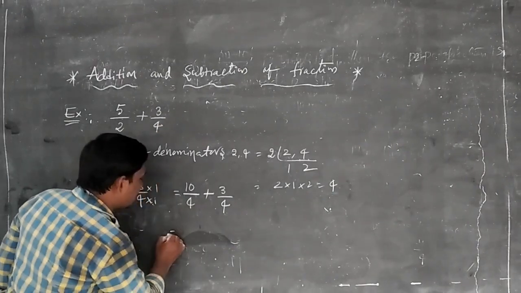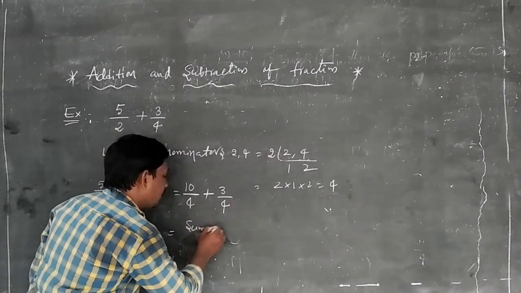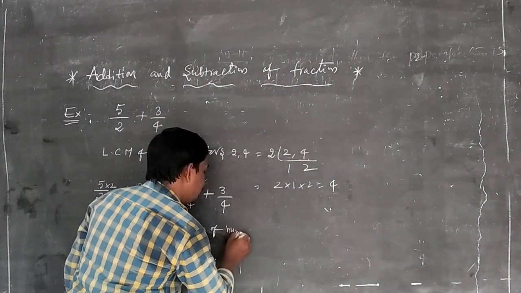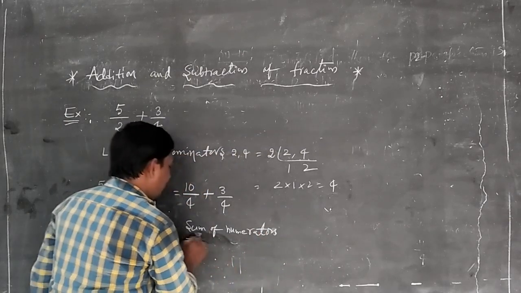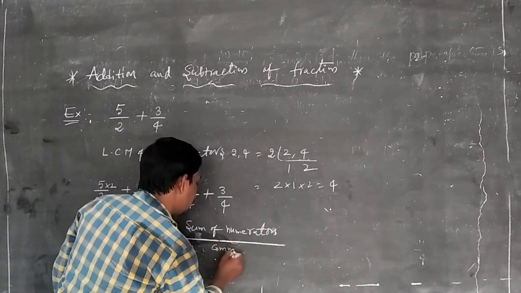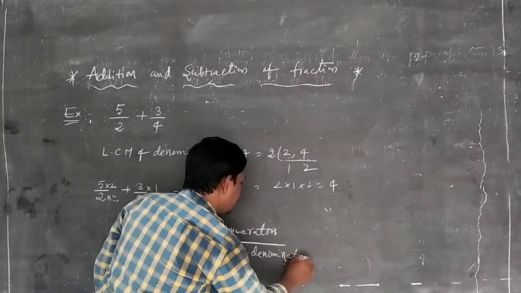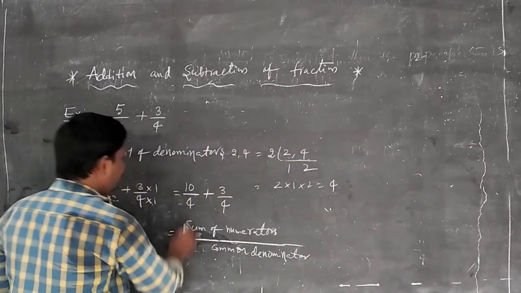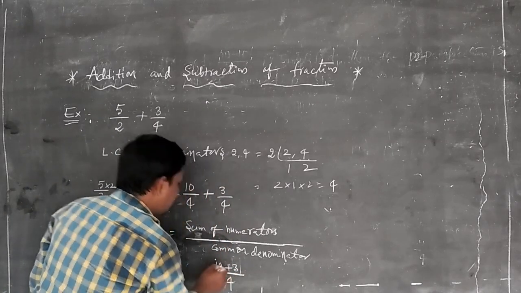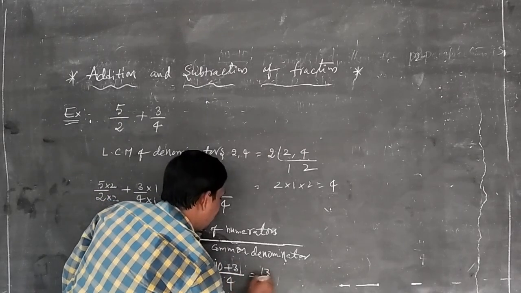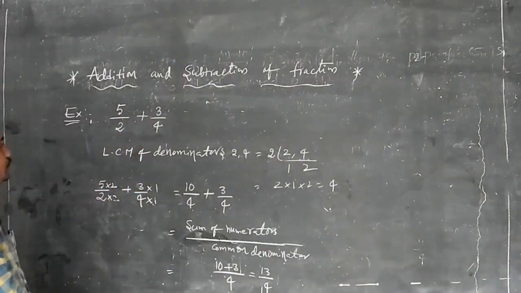Now we know the rule: sum of the numerators by common denominator. That means 10 plus 3 by 4, that means 13 by 4. You got the answer: 13 by 4.